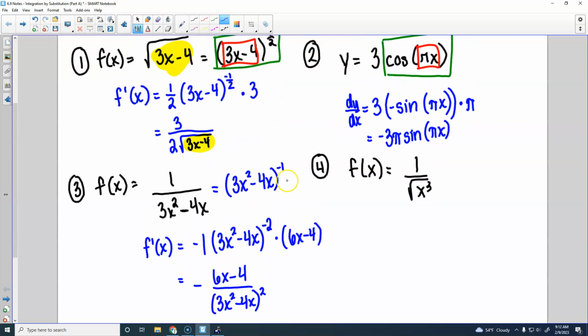So what I want to point out here, again, for both of these that we've just done, is that the inside part of our function ends up still being in your answer when we take the derivative, right? Same thing here. That inside part, the 3x squared minus 4x, still ends up being in your answer when you take the derivative. Okay, that's going to be helpful to us as we start. Basically, we're going to be starting with the derivative and trying to get back to the function. This is essentially what we'll be doing today.